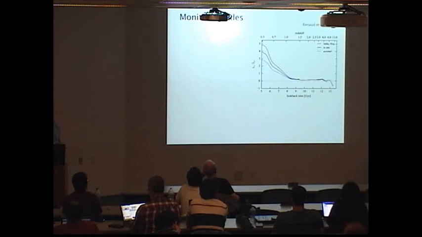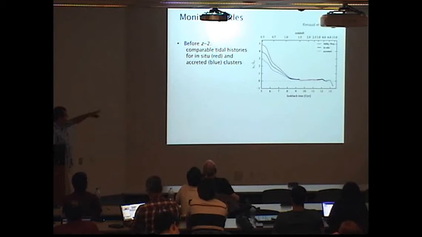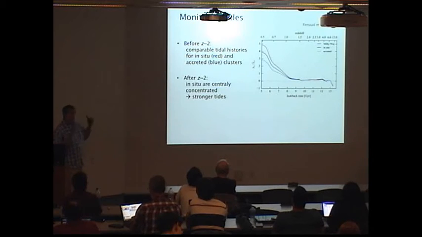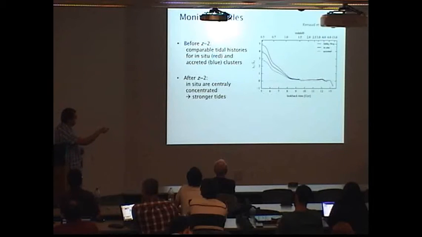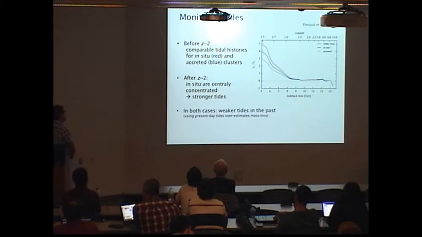So if we look at that, basically before redshift 2, we have comparable tidal history for both populations. The red clusters are in situ, and the blue populations are accreted. But after that, because the in-situ clusters are more centrally concentrated, they live in a stronger tidal field, and this means that they will have completely different evolution. The critical point is that the value at the end is the maximum of this history, meaning that in whatever case, for the two populations, we had weaker tides in the past.